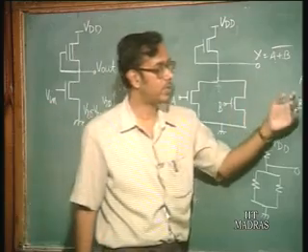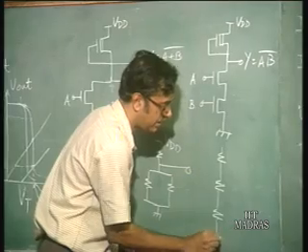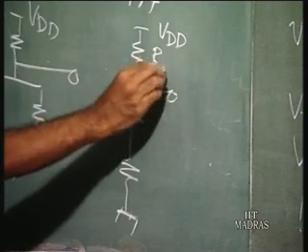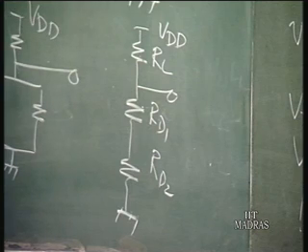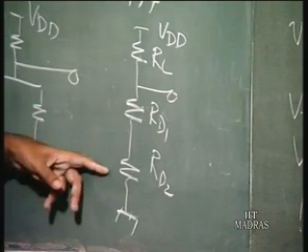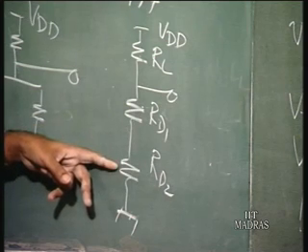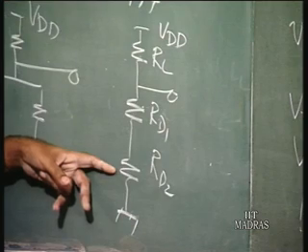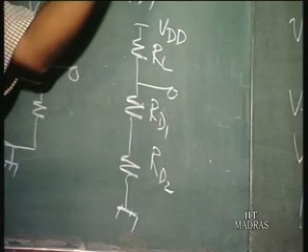Similarly, if you look at this structure, the equivalent resistive network is going to be something like this. So this is VDD. This is the resistance of the load, RL you can say. This is RD1 and RD2. The output is going to be low if, since they are in series, both RD1 and RD2 are low. That is, when both the transistors are on, only then can the output go low. That is, when both the inputs are high, only then the output goes low.